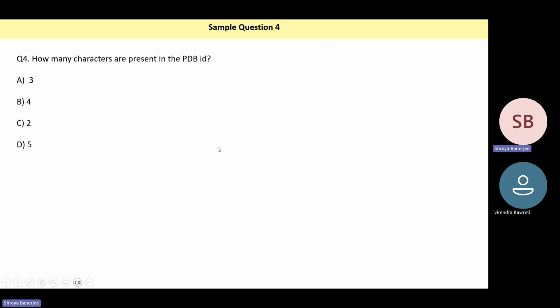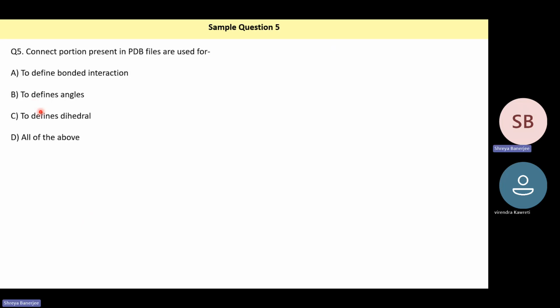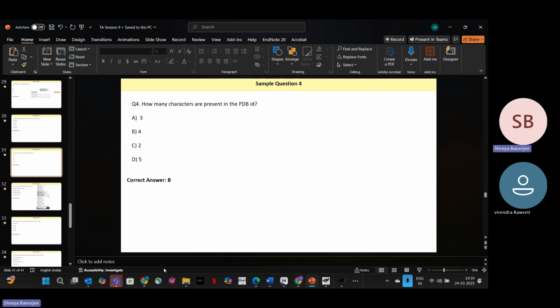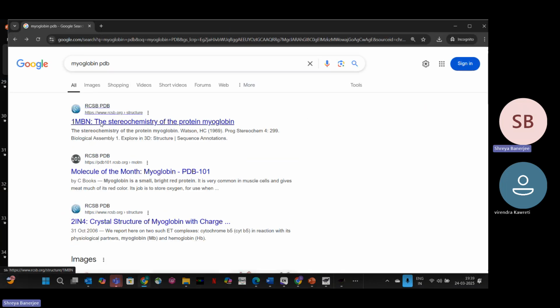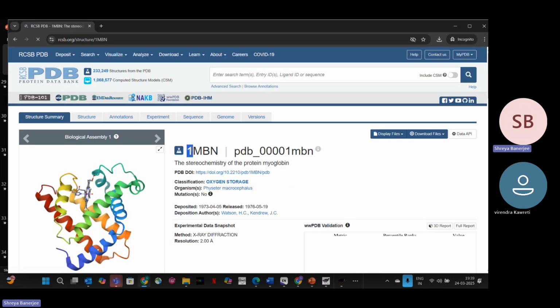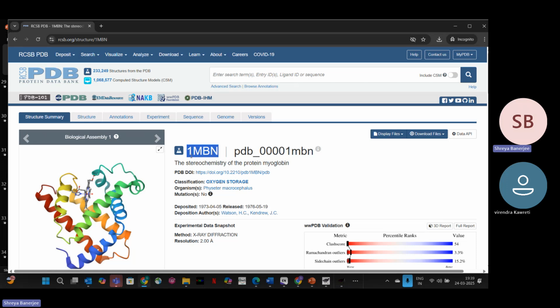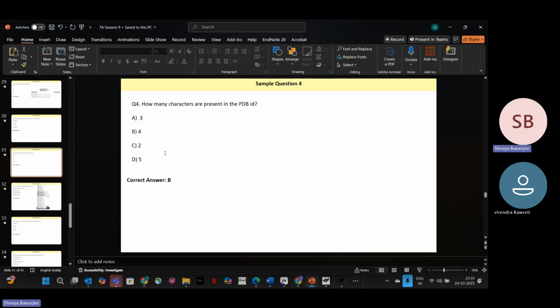The next question is asking how many characters are present in the PDB ID. So here the answer is 4. If you remember the PDB ID we just saw, again I'll go back to this. 1MBN was the PDB ID here. So there are 4 characters. That is what the question is asking. How many characters are there in a PDB ID? There are 4. So the answer is B, that is 4.